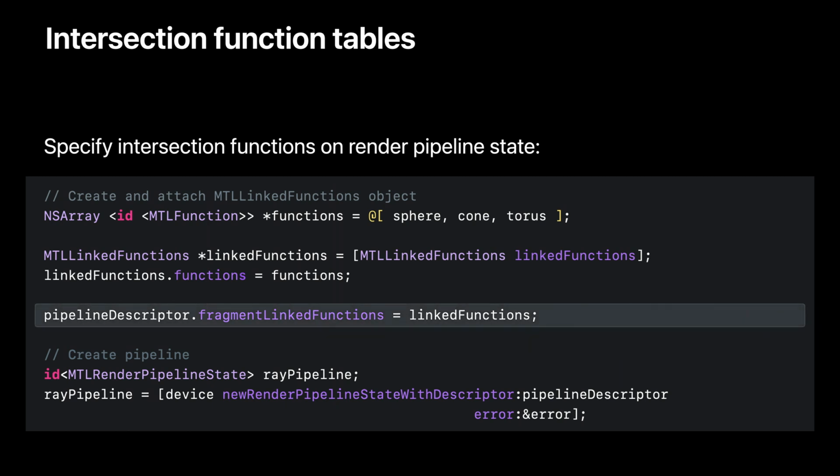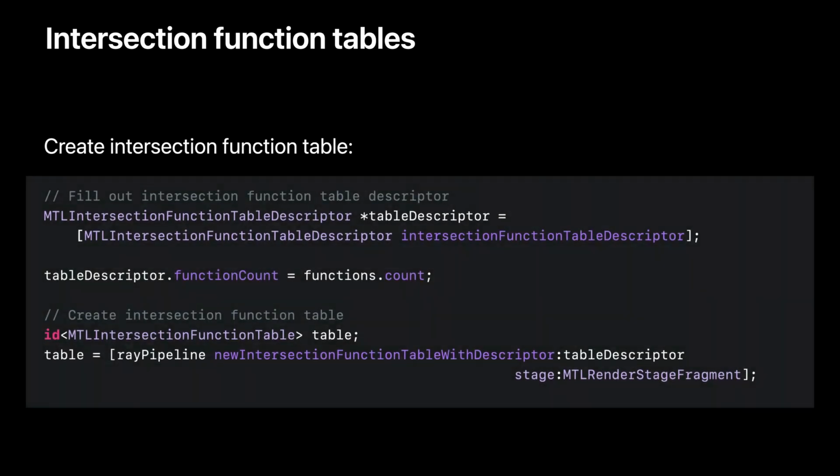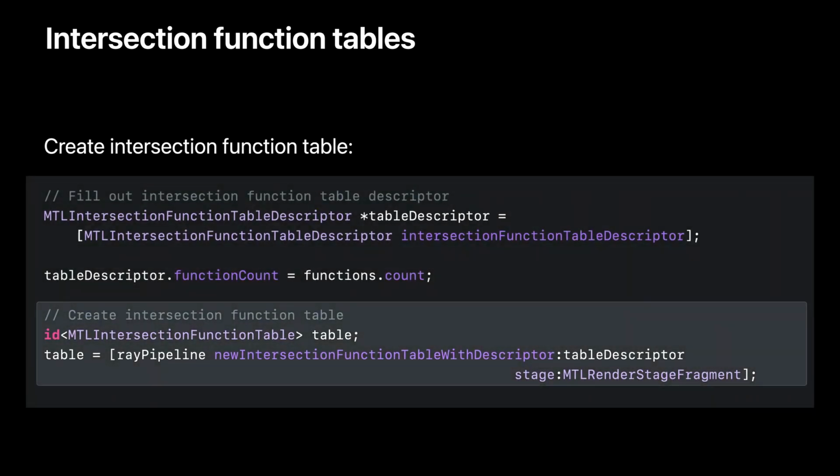Specifying the functions for the fragment stage reuses the linked functions object that we introduced last year. Each stage has its own set of linked functions on the render pipeline descriptor. Creating an intersection function table is much the same as when done for the compute pipeline. The only change is the addition of the stage argument.